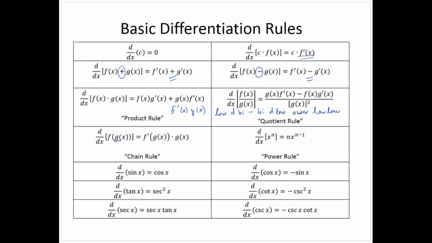The chain rule tells us that if we have a composition of functions, we differentiate the outside function, leave the inside function alone, and then multiply by the derivative of the inside function, g prime of x.